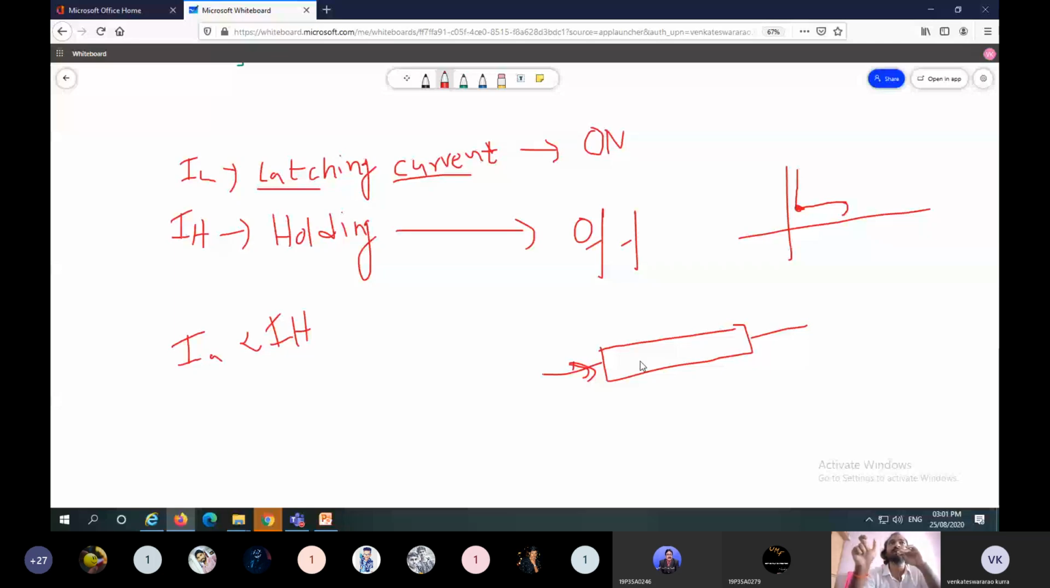So holding current is related to the off state and latching current is related to the on state. Both values are nearly the same, but compared with holding current, latching current is more. So to turn on the device, we need somewhat more current, and to turn off the device, we need some minimum amount of current. Both currents are minimum, but one is related to the on state and the other to the off state.